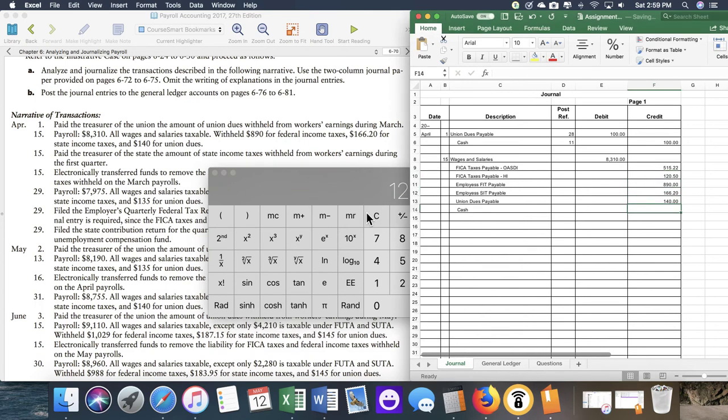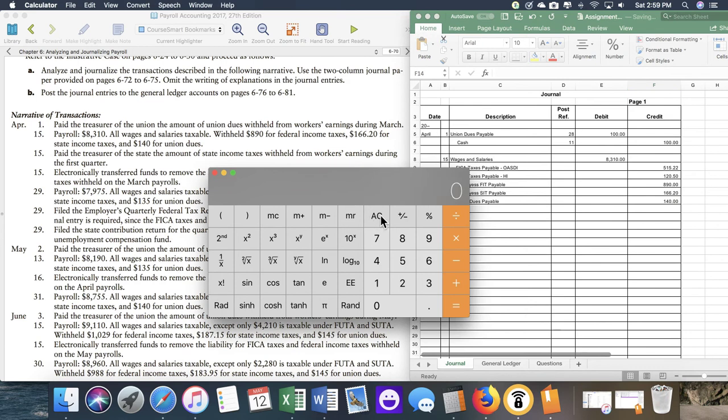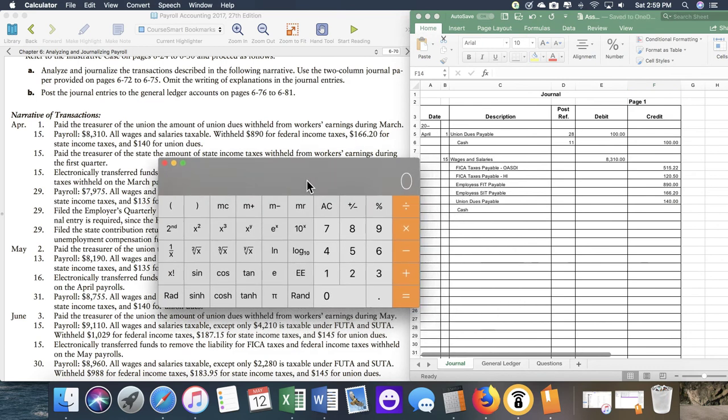Now we have to calculate our cash amount. How much are we actually paying employees out of pocket? So 8,310, and we're just going to subtract our taxes out of it.